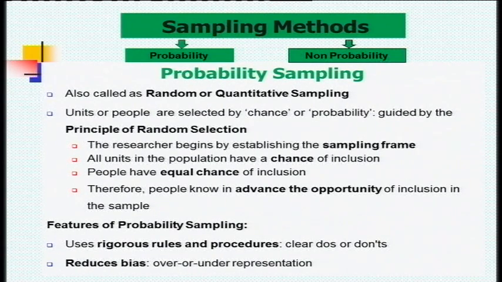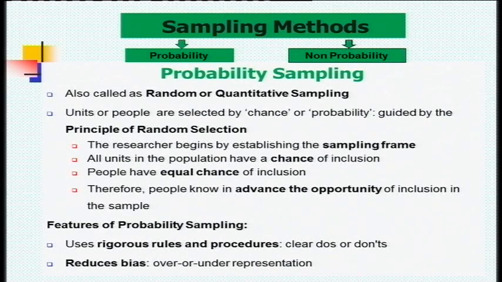Now let us come to the sampling methods. There are two categories of sampling methods: probability and non-probability sampling. In this presentation, I'm not going to focus on probability because probability sampling is more quantitative. I will therefore focus on non-probability sampling. But for us to be able to understand non-probability sampling, I'm going to briefly outline what probability sampling is, because if there is non-probability sampling, then there must be probability sampling. Probability sampling is also called random or quantitative sampling.